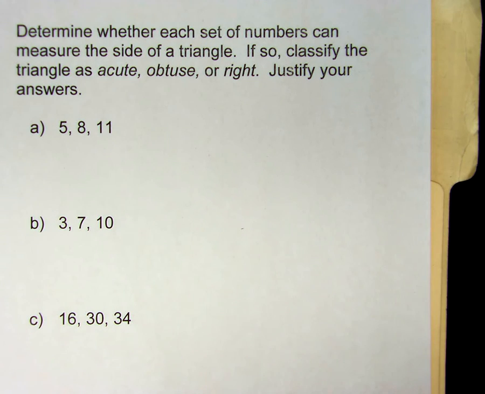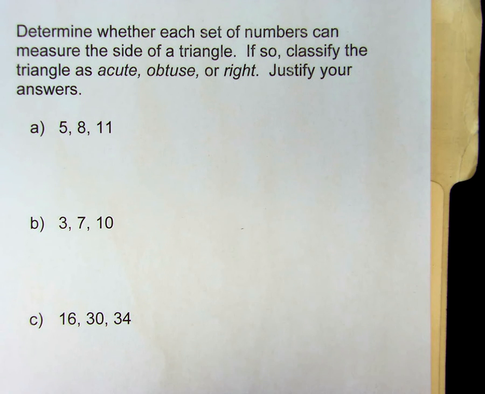Remember from last year, we even have a theorem that lets us determine whether or not the three sides even make a triangle. Remember that we have something called the triangle inequality theorem, which says that the sum of the lengths of any two sides has to be greater than the length of the third side. Now, technically, we really don't need to do that except to check the two shorter sides. So, in our directions here, determine whether each set of numbers can measure the side of a triangle. If so, classify the triangle as acute, obtuse, or right.